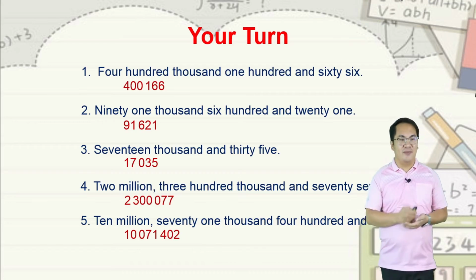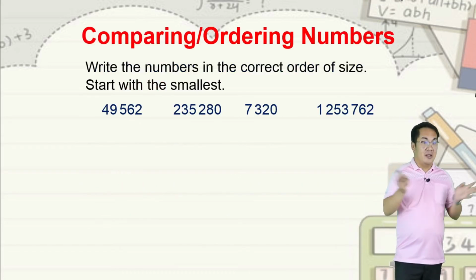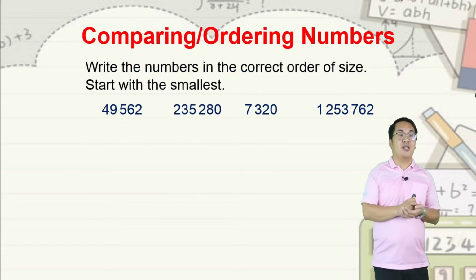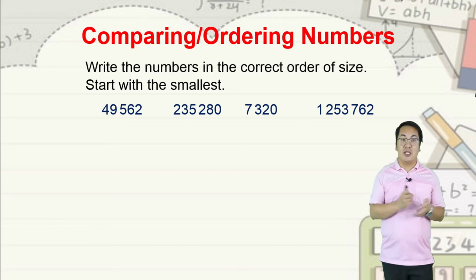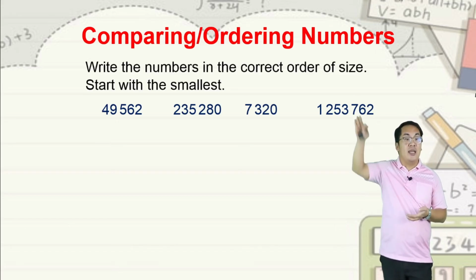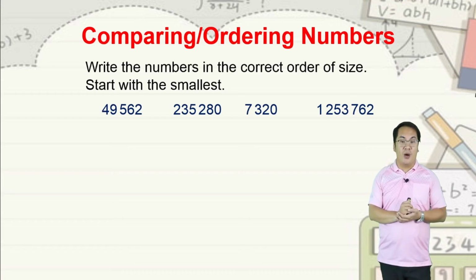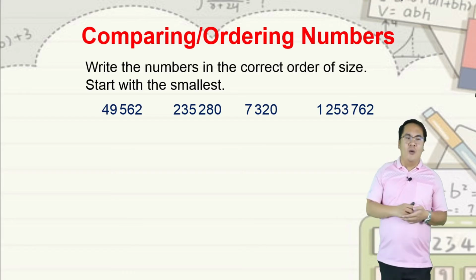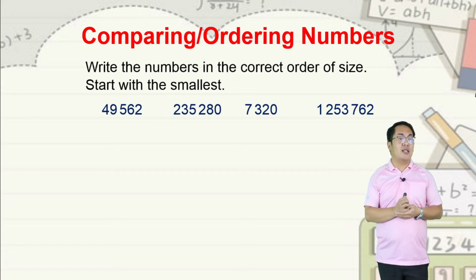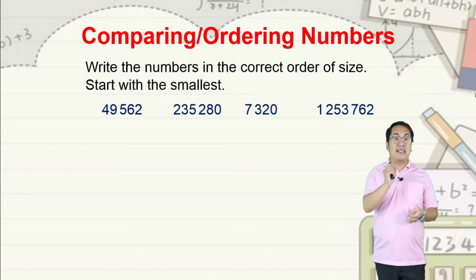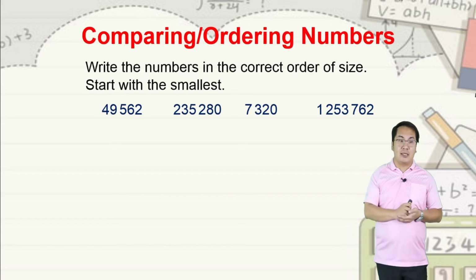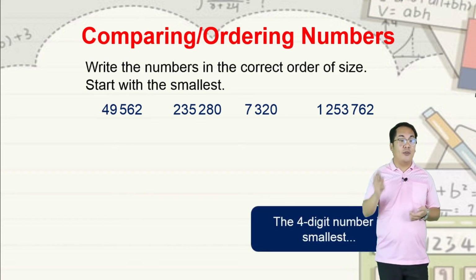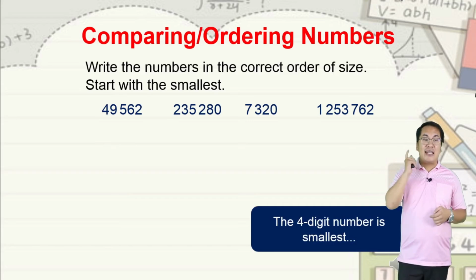Good job. So, next, let's have the comparing numbers. We are just going to write the numbers in the correct order of sizes. Start with the smallest. We are going to go from the smallest to the biggest number. Alright? Let's have this one. Which number here do you think has the smallest amount? Very good. The smallest amount is the number with fewer digits. We have here the 4-digit number is the smallest one.